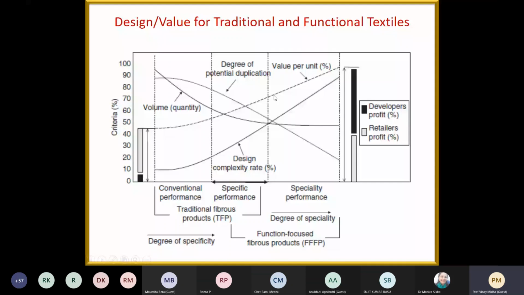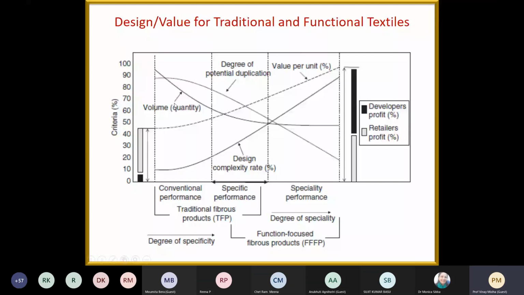The duplication is very high in case of the conventional products. When we talk about the simple clothes, plain woven fabrics or knitted fabrics, single jersey fabrics, in all these cases, a lot of companies are manufacturing these products, and anybody can use those weaves and the knitting machines for creating these products. So the degree of duplicacy in these type of products is high.